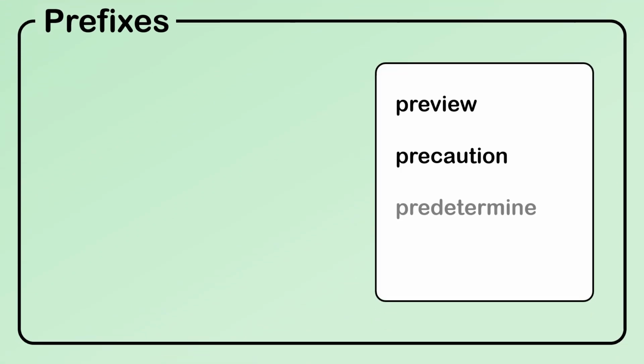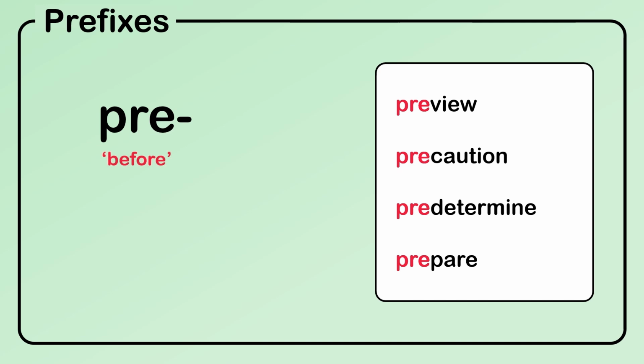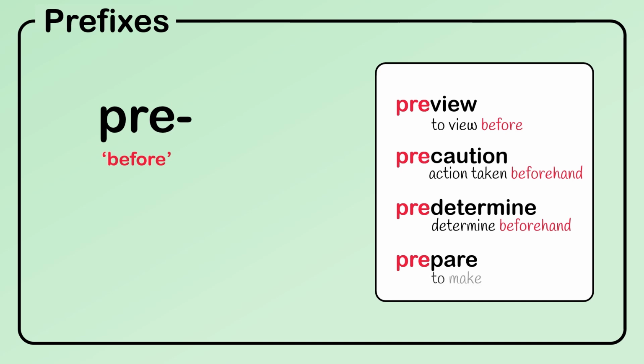Now on to our fourth word list. What do you think the prefix pre means? It means before. Preview, to view before. Precaution, an action taken beforehand. Predetermine, to determine beforehand. Prepare, to make ready before.